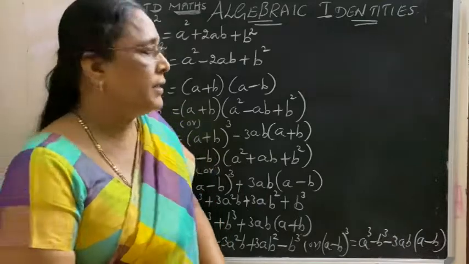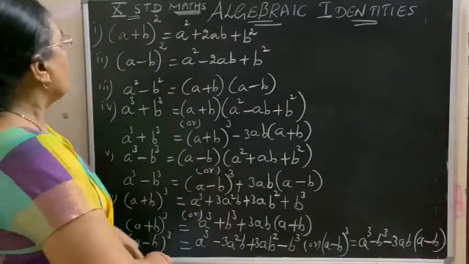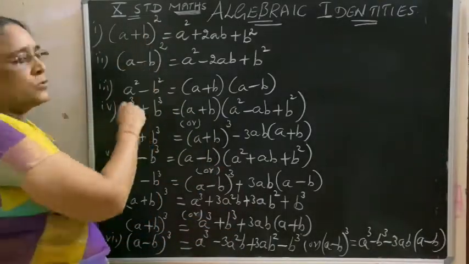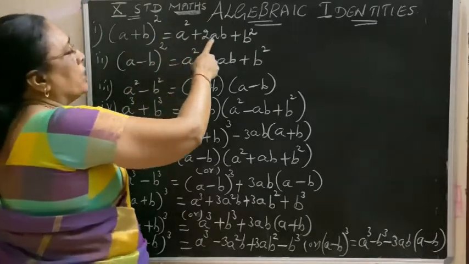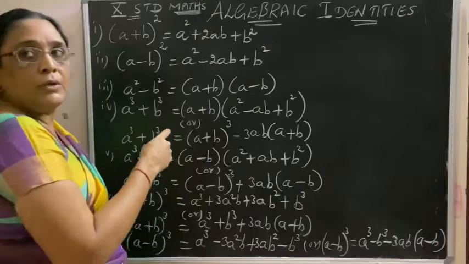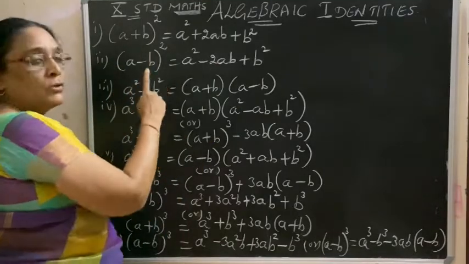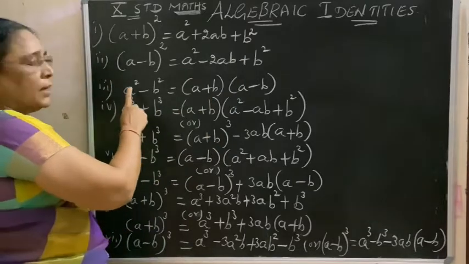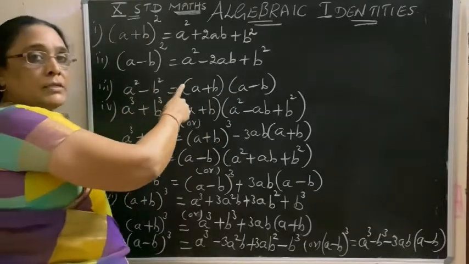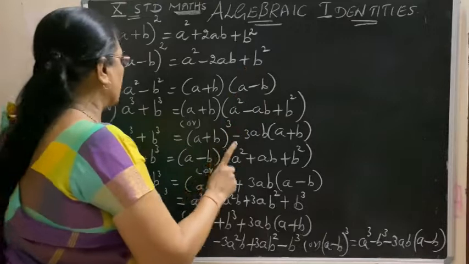Now see all the identities which are written on the blackboard. Now listen. (a plus b) whole square is equal to a square plus 2ab plus b square. All of you know how to read this. Then (a minus b) whole square is a square minus 2ab plus b square. Then the third one, a square minus b square, is equal to (a plus b) into (a minus b).